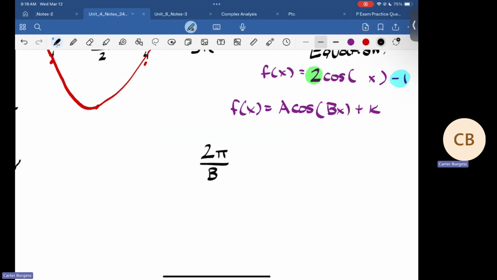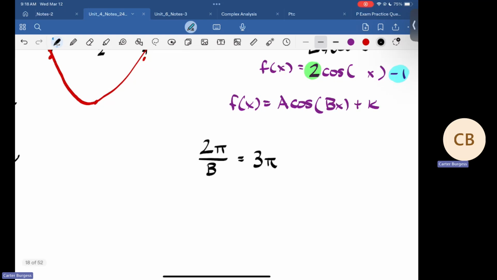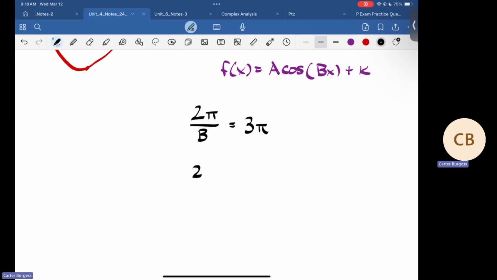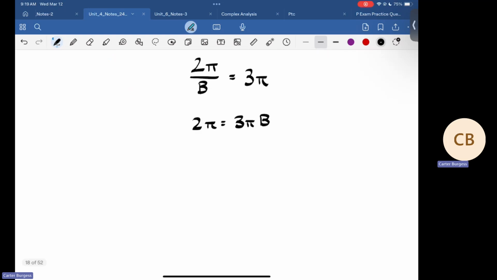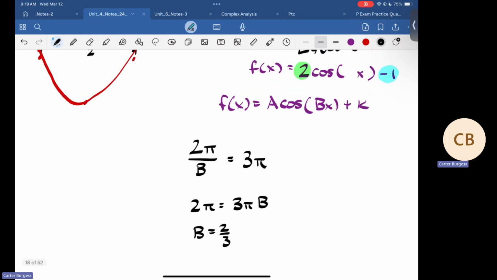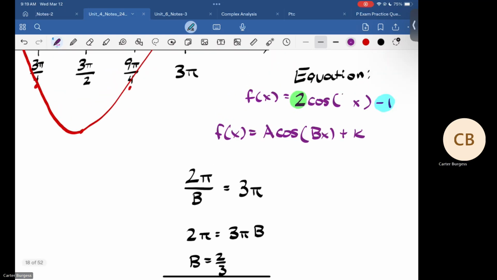In this case, we know that this works out to be 3 pi. And so here we just need to solve for b. Multiplying both sides by b, I get that 2 pi is equal to 3 pi times b. And then dividing both sides by 3 pi, I get that b should be 2/3. And so my equation in this case, f of x equals 2 times the cosine of 2/3 x minus 1.